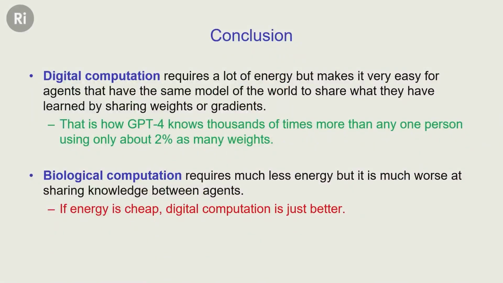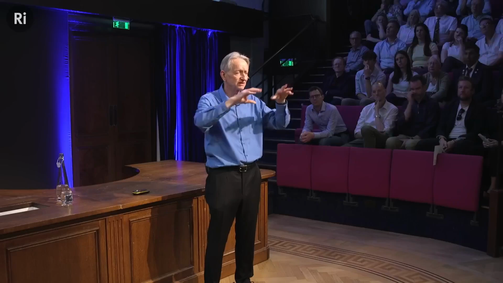So the conclusion of this bit of the talk, which I raced through faster than I intended, is that digital computation requires a lot of energy, but it makes it very easy for agents to have the same model of the world and share what they've learned, so they can all go off and learn different things and share. Now, you might say, why can't one model just put the data through faster? Well, in many cases you could, but if you think about AI agents that are actually acting in the real world, there's a natural timescale to the real world. You can't call up and make reservations at restaurants 1 million times faster. It doesn't work. If you're going to act in the real world, there's a natural timescale.